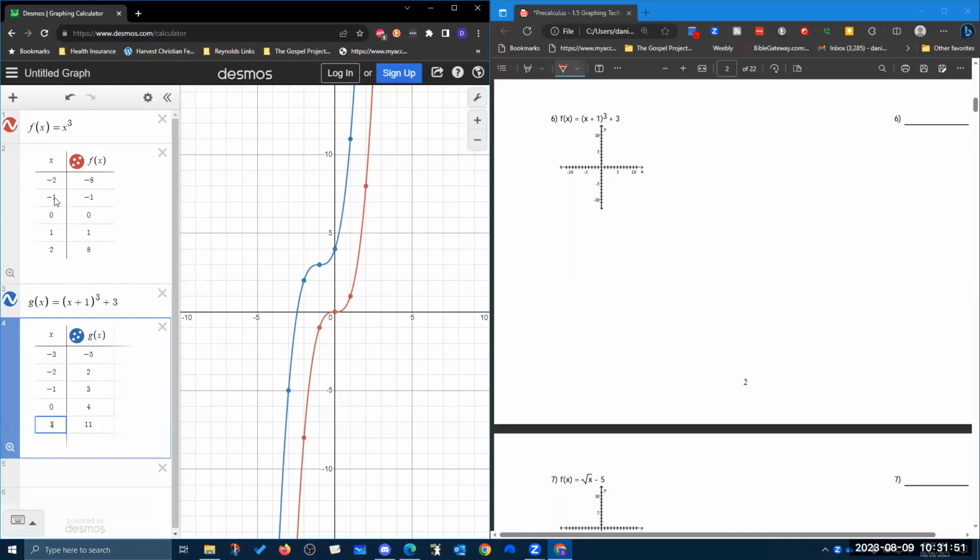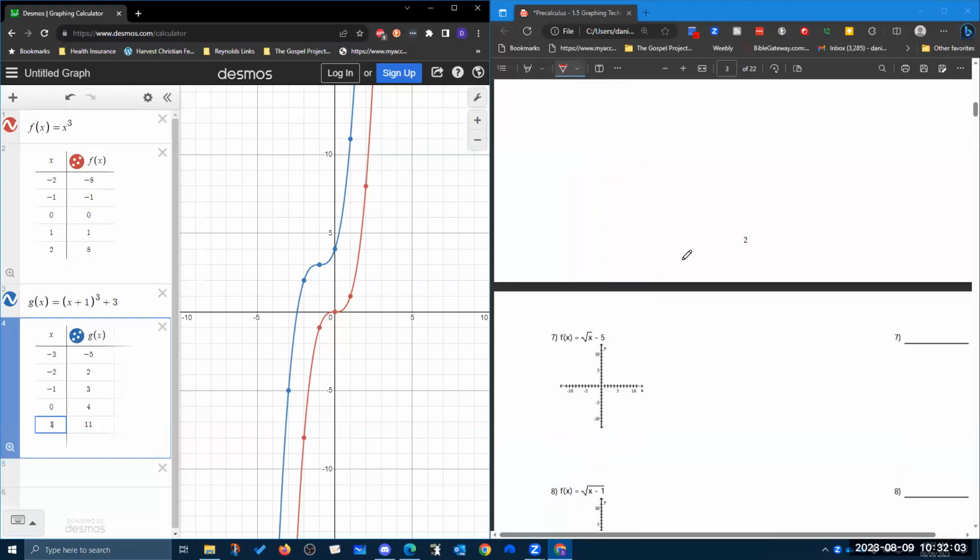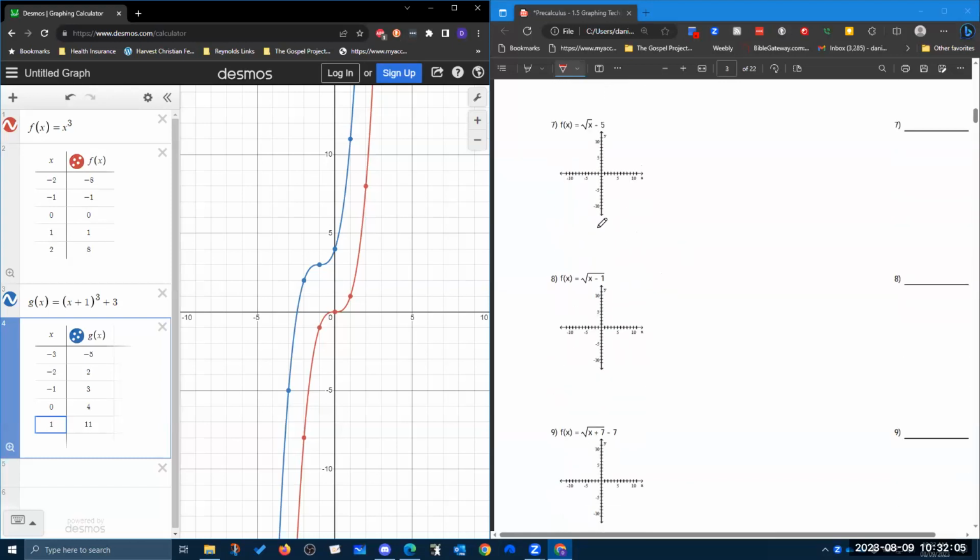And another point is 1 to the left and 1 down. And another point is 2 to the left of the centroid and 8 down. That's how you can use your parent graph to help you graph some things like that. All right, let's deal with another type of function here.